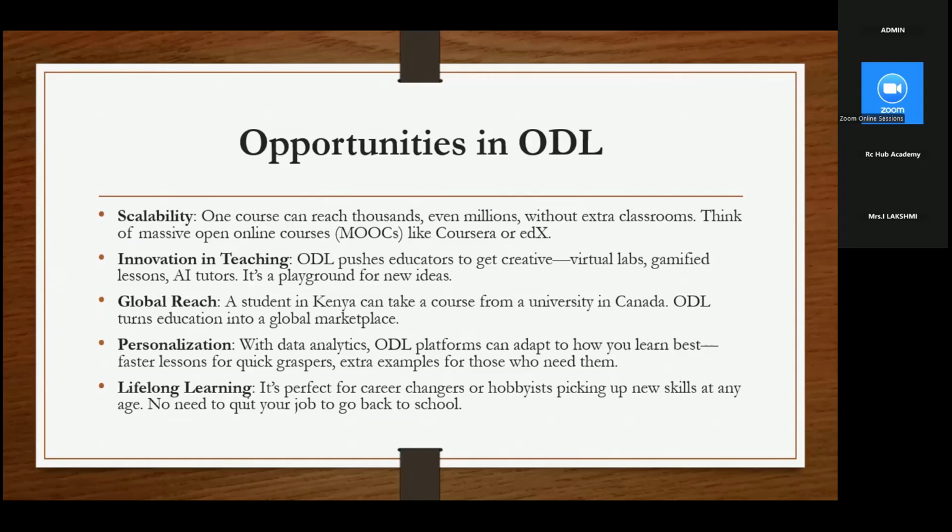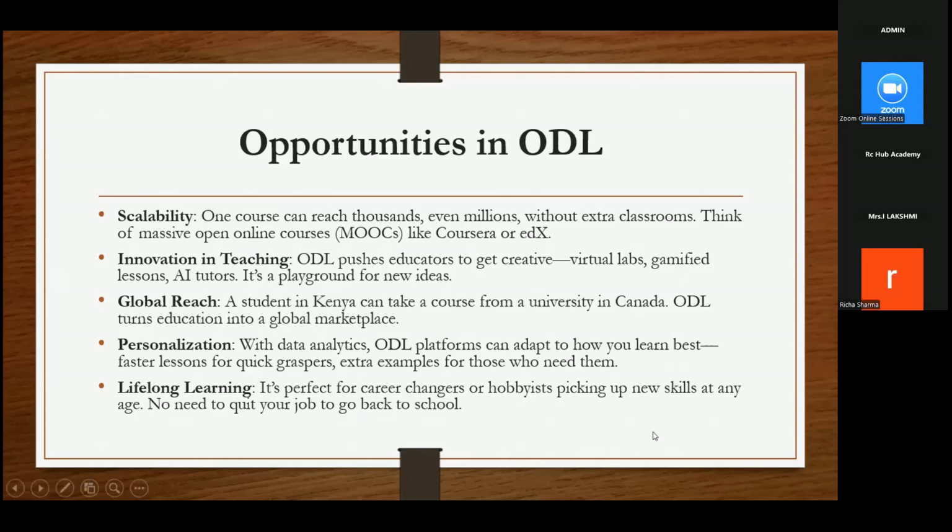And the next one is personalization. So what is meant by personalization? Data analytics. Suppose I'm going to learn a paper and produce it online, then it comes under how my data presentations will be, and how my knowledge in the particular domain is. That all comes under personalization.